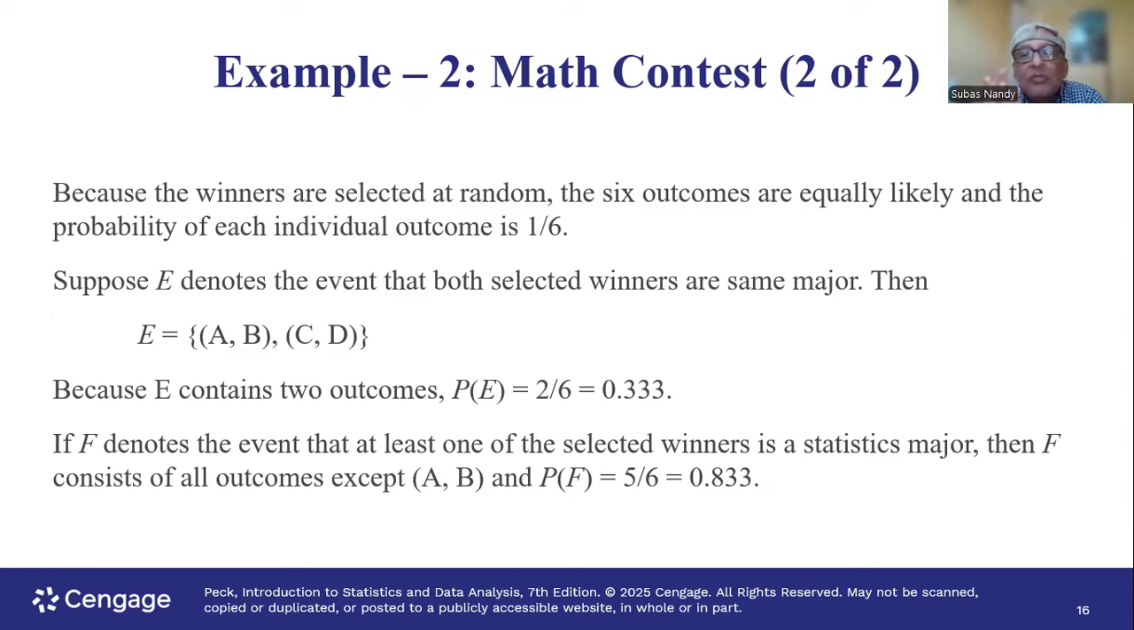Suppose E denotes the event that both selected winners are of the same major. A and B are math majors, C and D are statistics majors. Both of them have the same major in only these combinations. In that case, the probability of E is 2 out of 6. Why 2? Because there are two possible combinations in which both of the students have the same major: A and B, math majors, and C and D, stat majors. Two possibilities out of 6. Probability, as I said, is expressed as a decimal, 0.333, sometimes as a percentage, but usually, when using a calculator, it's a good idea to represent probability as a decimal, 0.333.